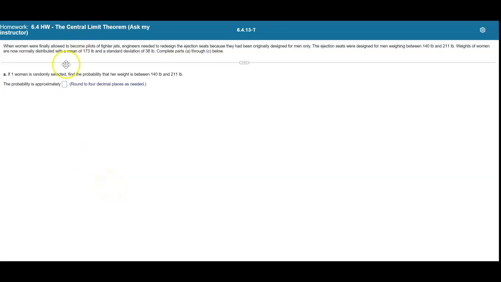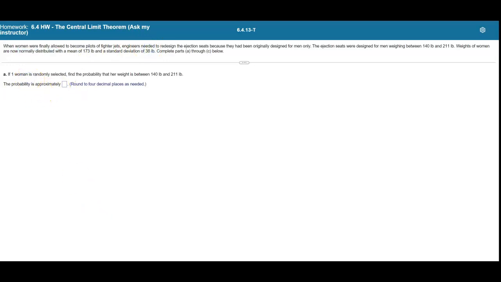Hello, so I got this question from my math lab. We are working with the central limit theorem here, and in this problem it looks like we are given some weights for men, but we're told that the weights of women are normally distributed. That means we can use z-scores for the weights of women. They give us the mean and a standard deviation.